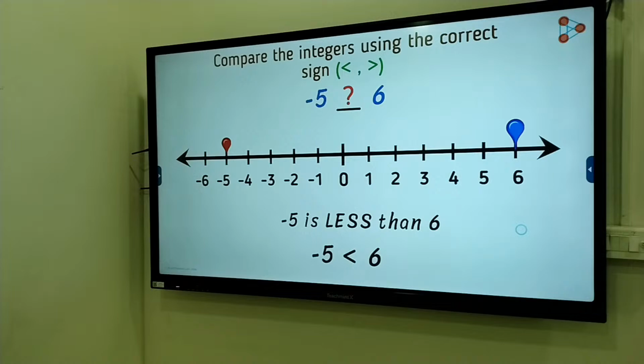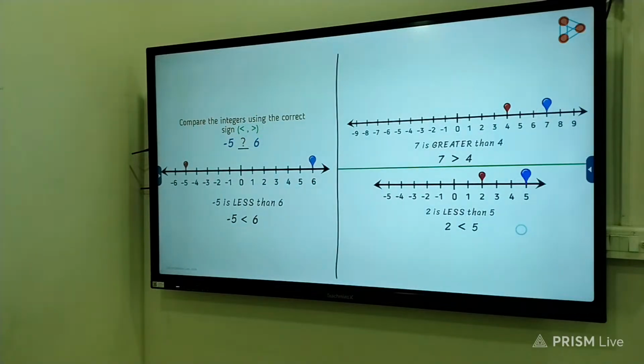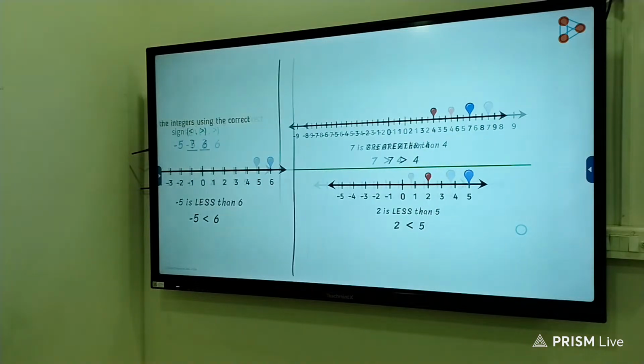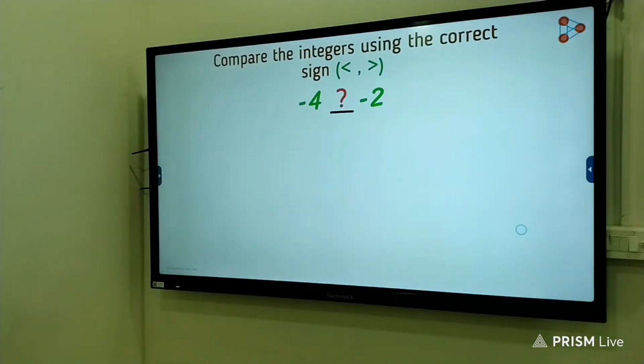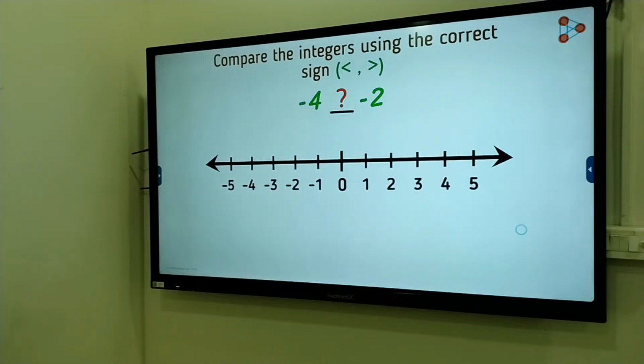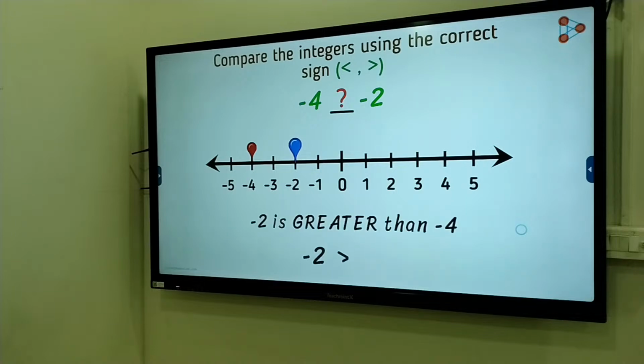So it was easy to compare a positive integer with a negative integer, and it was also easy to compare two positive integers. Now let's try to compare two negative integers. Here they are. Can you tell me which one is smaller amongst the two? Let us see them on the number line. We can clearly see that negative 2 lies to the right of negative 4 on the number line. That means negative 2 is greater than negative 4. Yes, that's true.